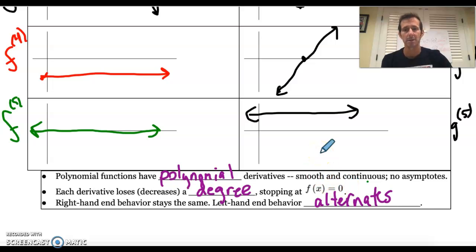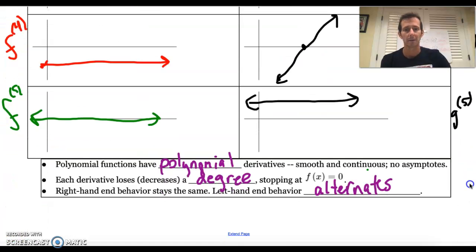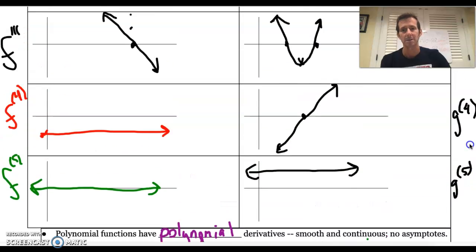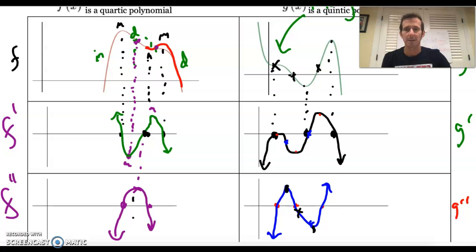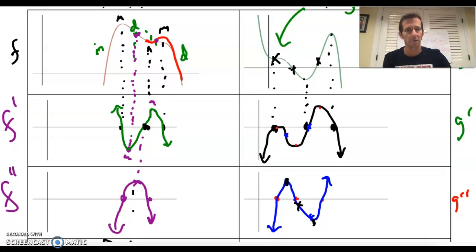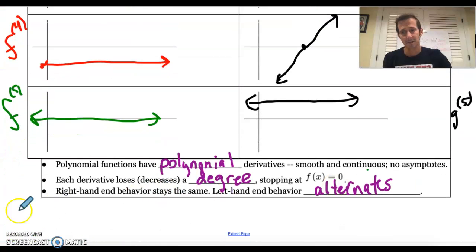And an interesting part is that as I go through my derivatives, the right-hand behavior stays the same. They're all pointing down in the left column on the right side, and on the left side it goes from down to up, etc., etc. So your derivatives alternate on the left-side behavior, and the right side stays the same.